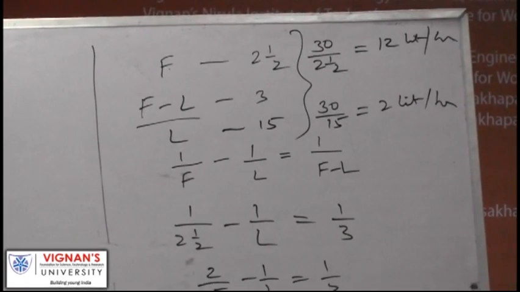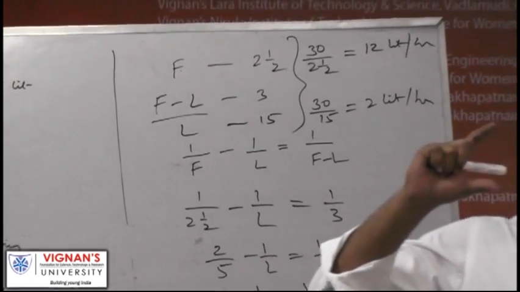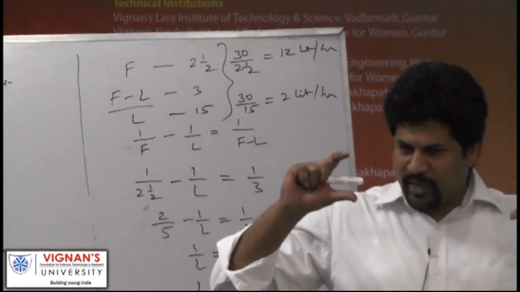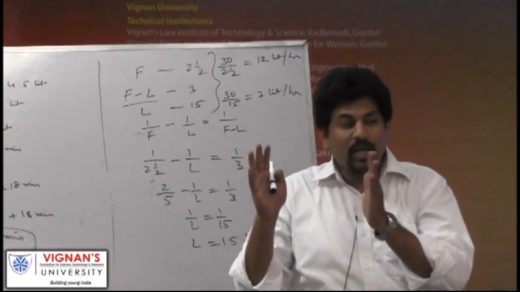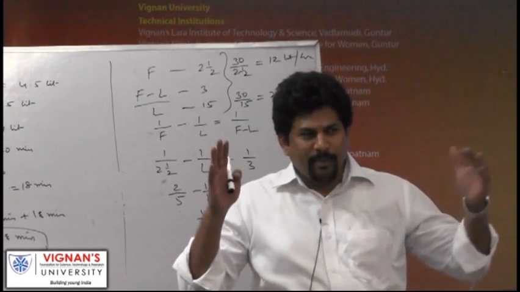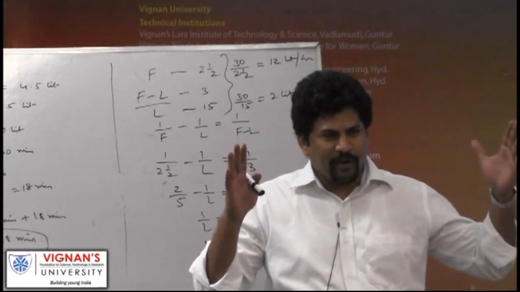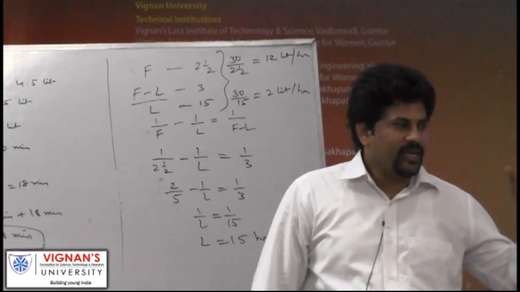It means it can empty 2 liters per hour. Now what is happening? First 30 minutes, both the filler and leak are working. But after 30 minutes, for the next 15 minutes, only the leak is working. The filler is stopped for 15 minutes. So I am taking this 30 plus 15, 45 minutes, as one cycle.